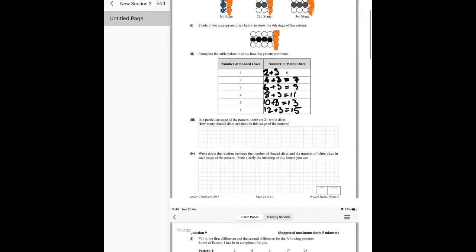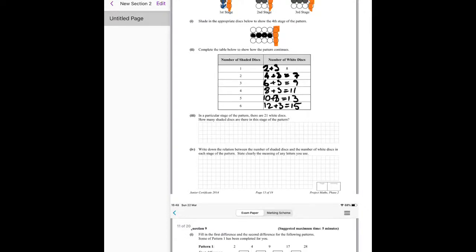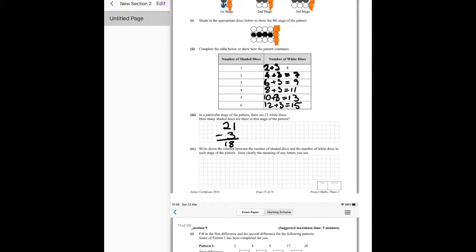The question then says, in a particular stage of the pattern, there's 21 white discs. How many shaded discs are there in this stage of the pattern? Well, we know that there's going to be 21 total. So if we take that 21 total and subtract the 3 that there's going to be at the end, we're left with 18. And there's always half the amount of black discs for that, so 18 divided by 2 gives us 9 black discs.